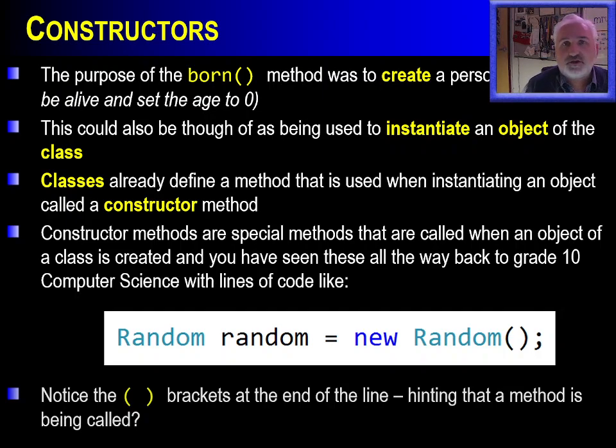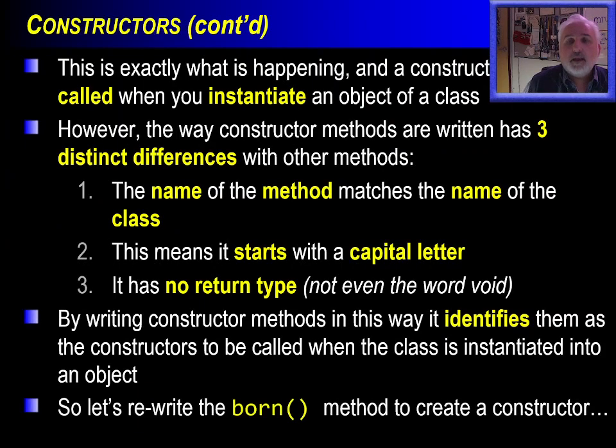Even back for those who took my grade 10 computer science code course with code lines like this fun one, Random random = new Random, I would point out that this was a constructor method being called. At the time, you don't know that. You just assume that's the line of code you write, okay? So let's talk about what constructor methods are.